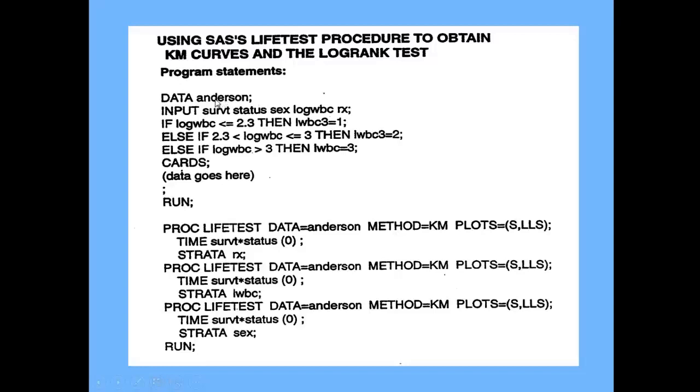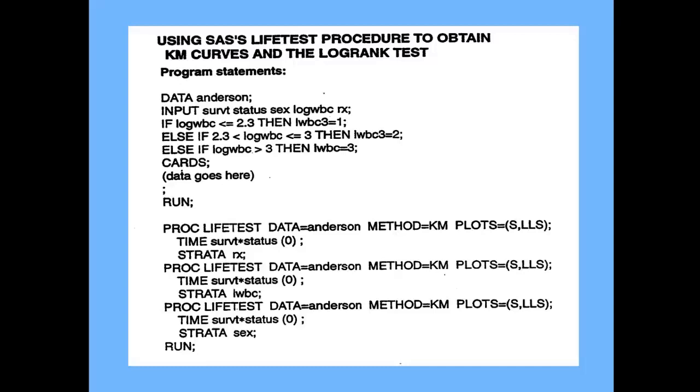I gave it a name. I called it Anderson because that's where the original data set came from. And it turns out the data set that I described to you up to this point had survival time, a variable called status, whether somebody failed or was censored, treatment status, and log white blood cell count. There's another variable that I've now added to the data set from this study: sex, whether you're male or female. So there are now 3 variables that you're considering.